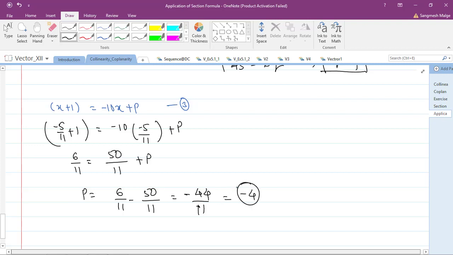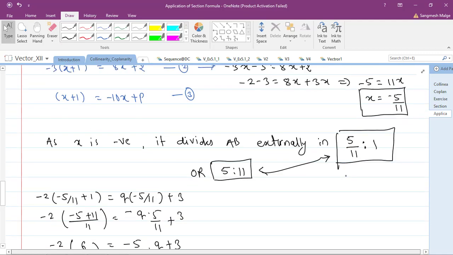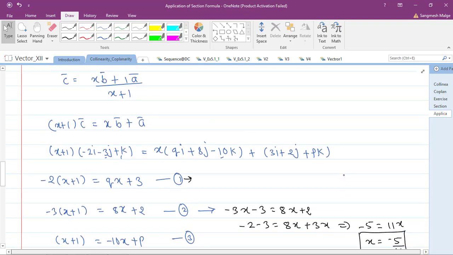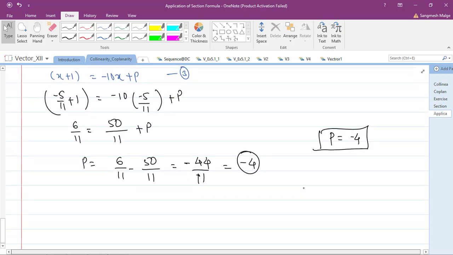So p is equal to minus 4 and q is equal to 9, and in the ratio, externally in the ratio 5:11. So this is all about your question. In this way we have to consider x is to 1 if the ratio is unknown to us. Okay, good. Let's see the next question.